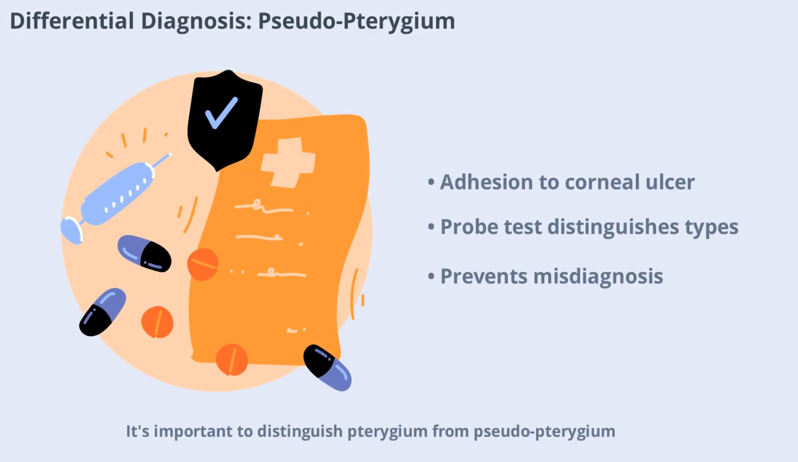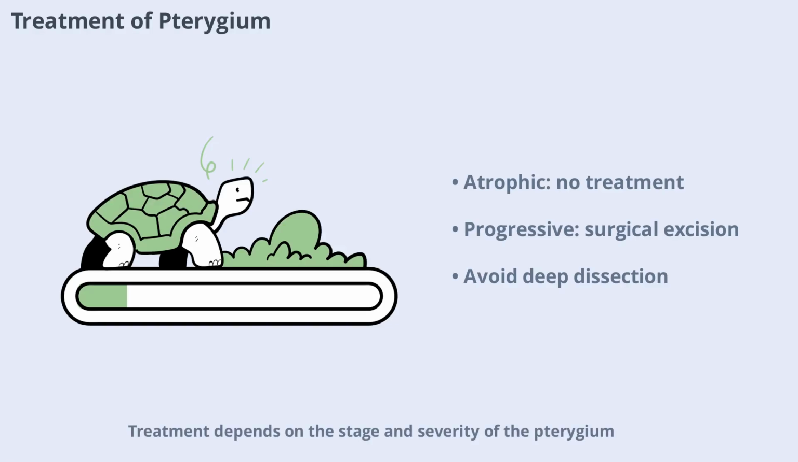It's important to distinguish pterygium from pseudo-pterygium. Pseudo-pterygium occurs when the bulbar conjunctiva adheres to a marginal corneal ulcer, often due to trauma or inflammation. A key diagnostic test is the probe test. A probe can be easily passed beneath a pseudo-pterygium, but not under a true pterygium. Accurate diagnosis ensures proper management and avoids unnecessary interventions.